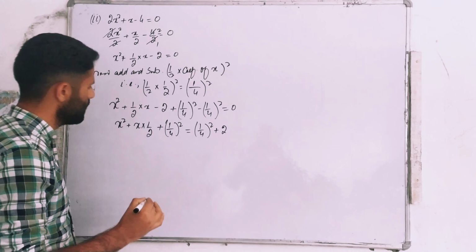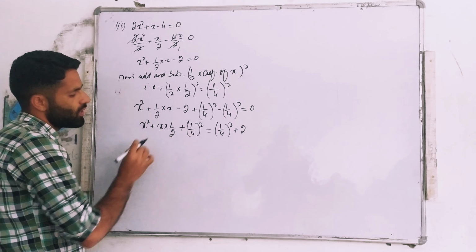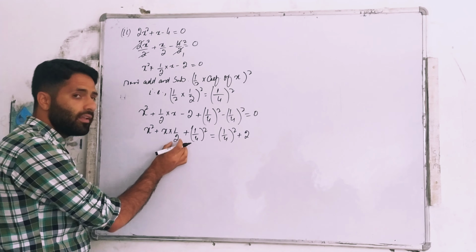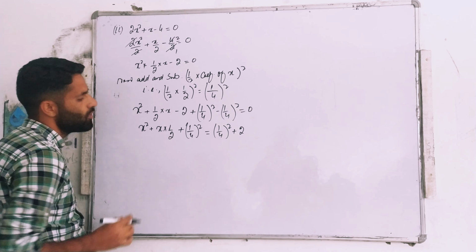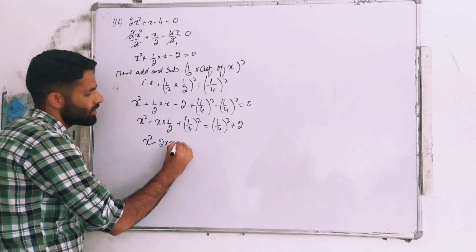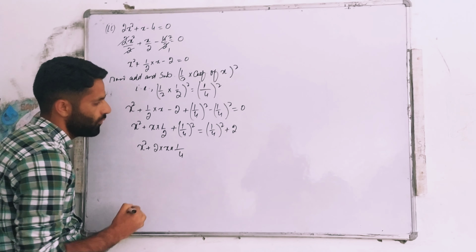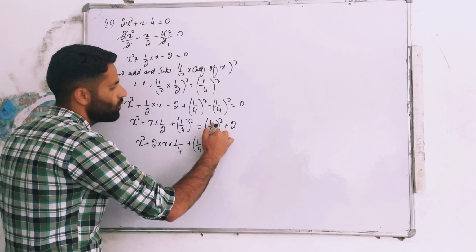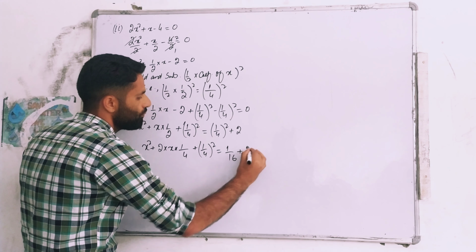You will make the formula here, a square plus 2ab plus b square. You have to multiply this term by 2 and you have to divide it by 2. Already the denominator is 2. When you will keep another 2 here, it becomes 4. You can write here x square plus 2 into x into 1 divided by, you have to multiply this 2 with another 2, then it becomes 4, plus 1 by 4 whole square is equal to 1 square will be 1, 4 square will be 16, plus 2.